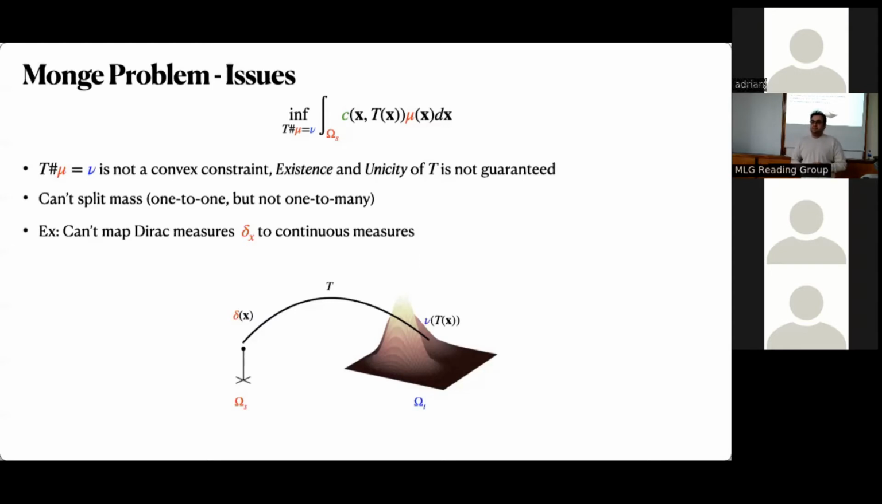Hi, my question is, why would we care about unicity or uniqueness of T? Because aren't we taking an infimum over the set of all? So is it important? Is that something we want?